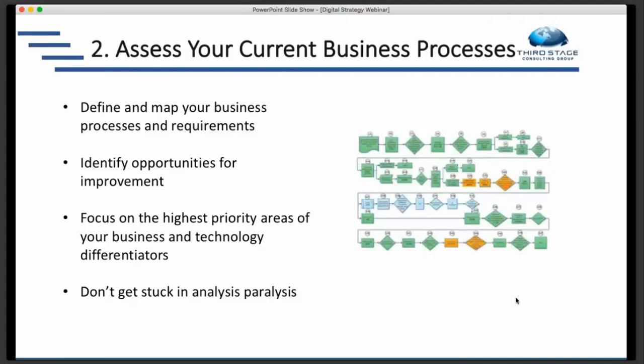So the final point's important. Make sure you don't get stuck in analysis paralysis, because once you start talking about your current processes, it's really easy to go down in the weeds and the details and overthink and overanalyze, especially if you've got consultants who are getting paid by the hour. Sometimes they want to help you get down into that overanalysis because they make more money that way. So you want to make sure you're not getting too far down in the weeds there.